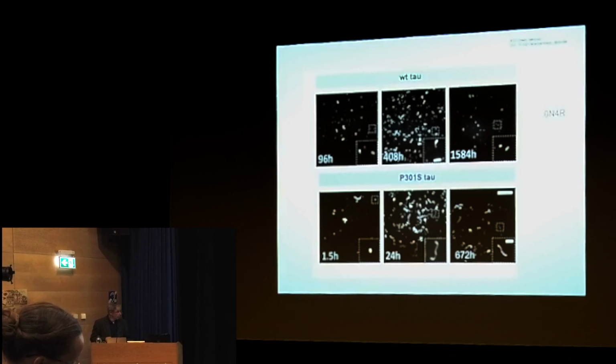This is a mutant of tau which is associated with frontotemporal dementia, so it is more aggregation prone. You can see exactly the same thing, but it's much faster: very small aggregates that grow and then fragment.